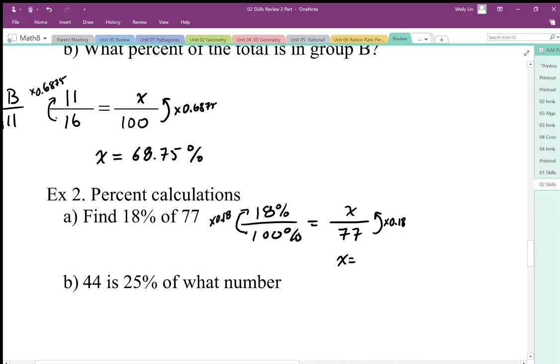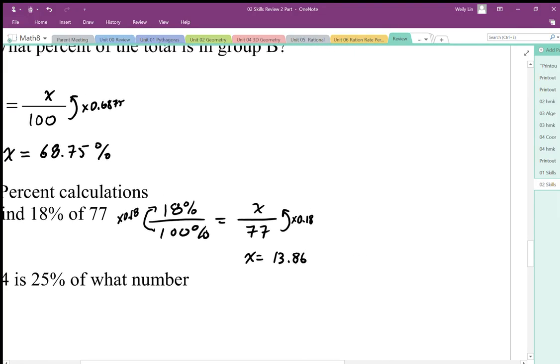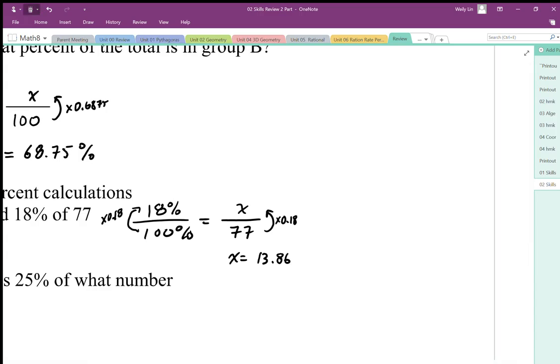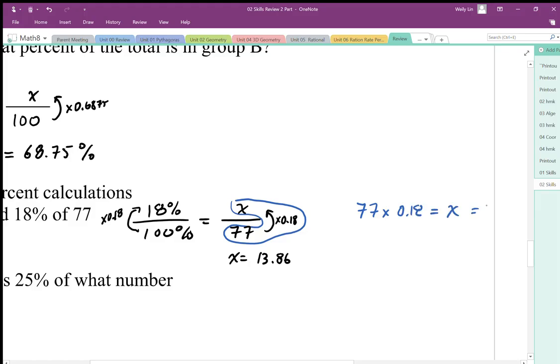So 18% of 77 works out to be 13.86. And we can do this as a multiplying problem as well. So some of you guys are better at this and can do this as a times problem. So we can say that 77 times the decimal percentage equals the amount that we're looking for, x, which we work out to be 13.86. Now with this, it just means we're going to either times or divide by the decimal percentage.